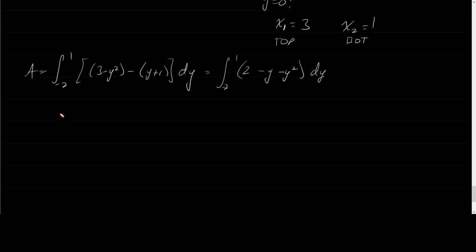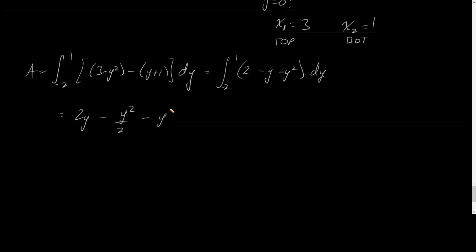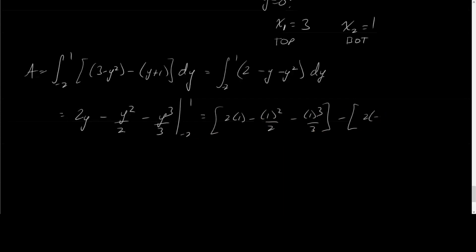Integrating these, well, what do I get? The integral of 2 is 2y, minus y squared over 2, minus y cubed over 3, evaluated from negative 2 to 1. Plug in the top: 2 times 1 minus 1 squared over 2 minus 1 cubed over 3, minus, plug in the bottom, 2 times negative 2 minus negative 2 squared over 2 minus negative 2 cubed over 3. That's a 3.